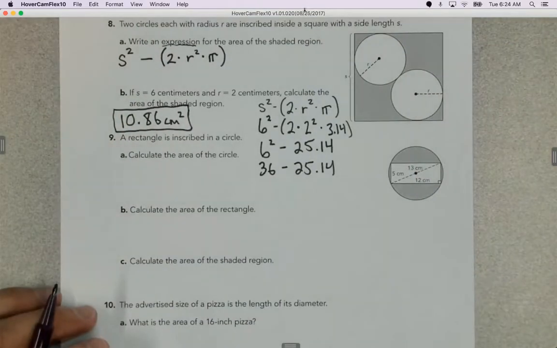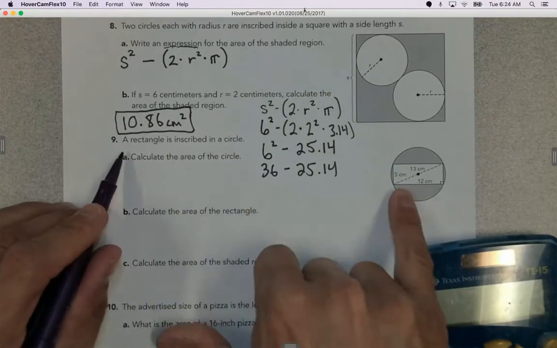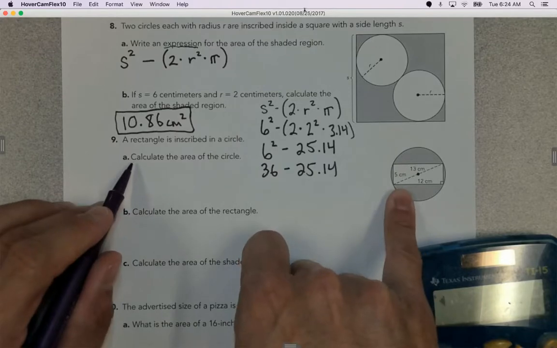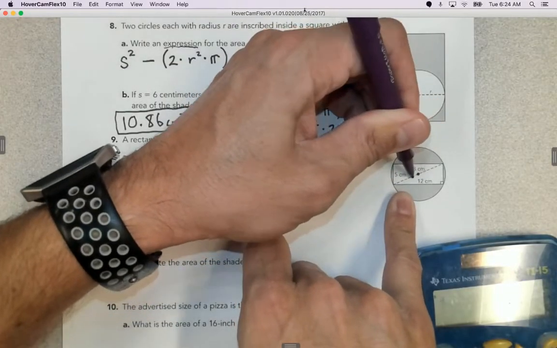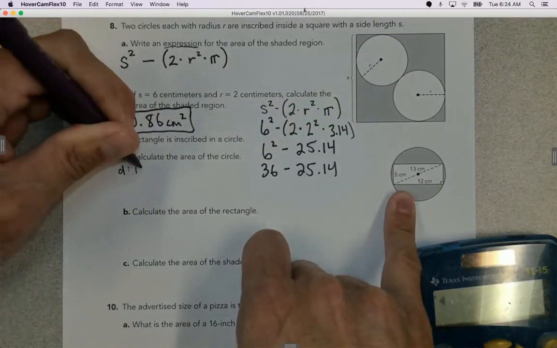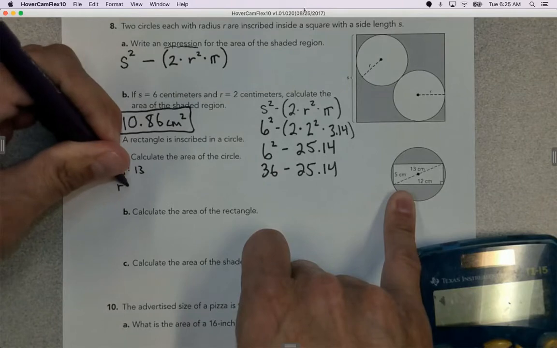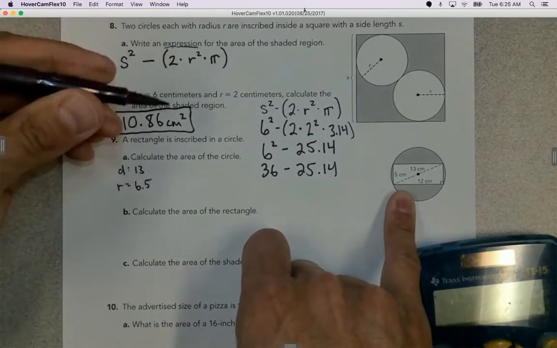Calculate the area. I'm sorry. A rectangle is inscribed in a circle right here. Calculate the area of the circle. Well, I see that going across, it's 13, so the diameter is 13. That means the radius would be half of that, which is 6.5 centimeters.